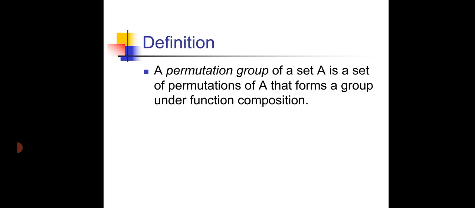Similarly, we can identify this composition function for any permutation. So again I am revising the permutation definition. A permutation group of a set A is a set of permutations of A that forms a group under function composition, right?